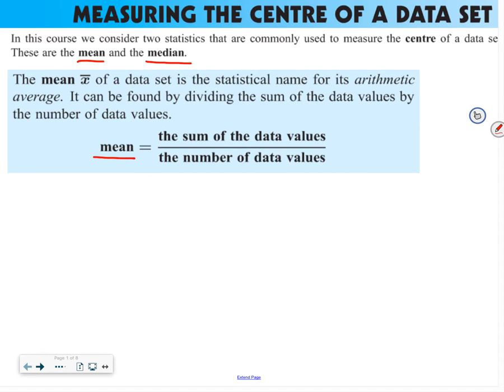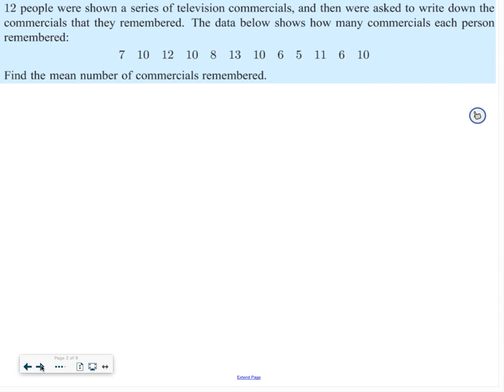How do we calculate our mean? Well, that is the sum of all of the data values divided by the number of data values. Often this is given the variable of n. Note that the mean is also known as your average of a set of data. Okay, so let's look at an example here.